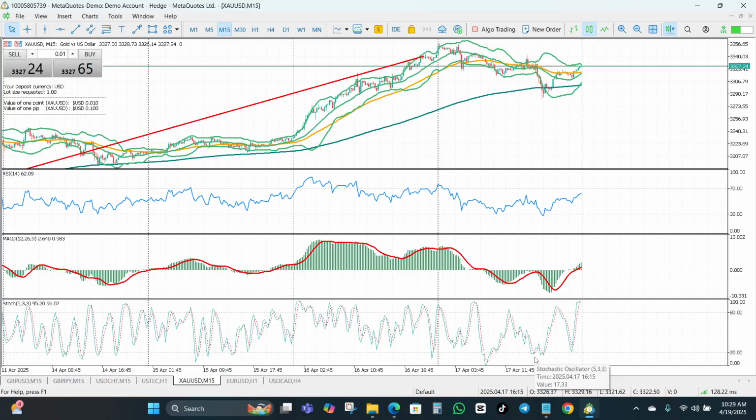Now here's the real power. These indicators are not meant to work alone. Combine them: use a moving average for trend, RSI or stochastic for entry timing, and Bollinger Bands or MACD for confirmation. When you layer them together, you are not just guessing anymore. You are trading with confidence and precision.